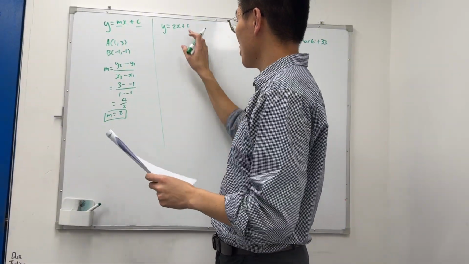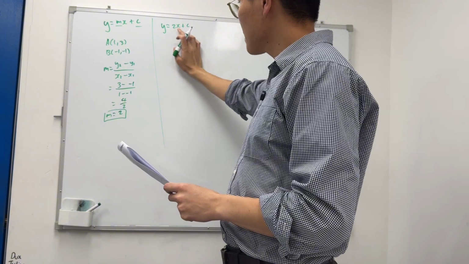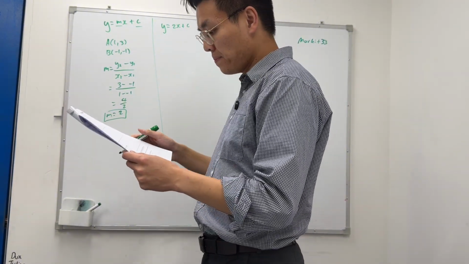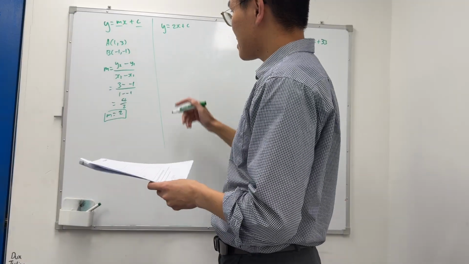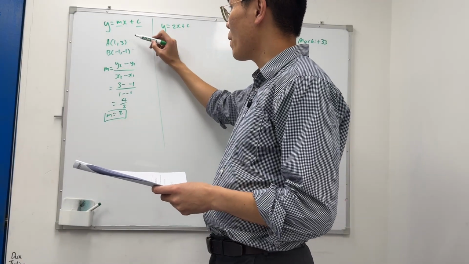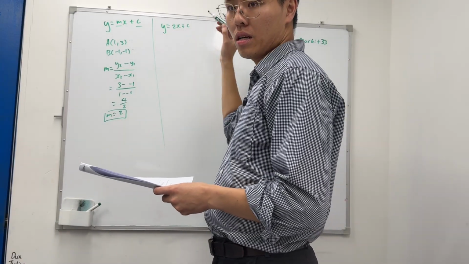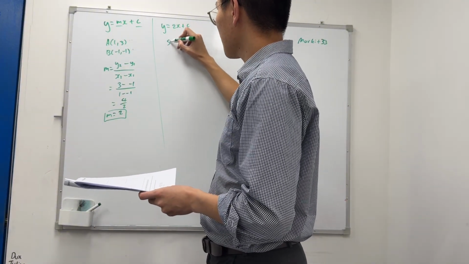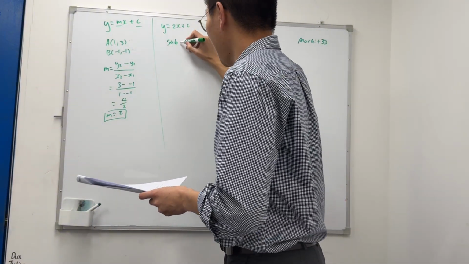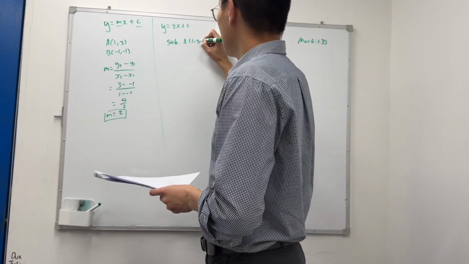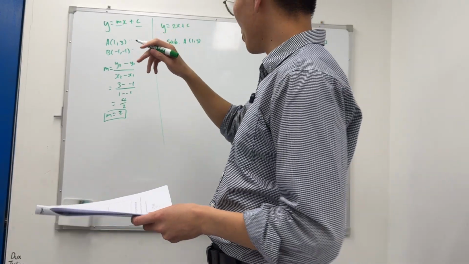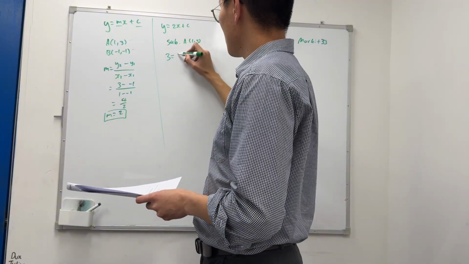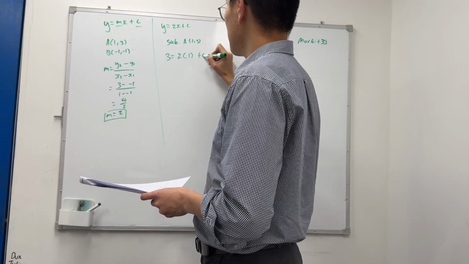Okay, so now we have the m. Now we just need to find the c. How do we find the c? All we have to do is substitute either of these points into the equation. Why do we do that? Let's substitute it in and see. Let's pick point A, like so. So that would be 3 is equal to 2 bracket 1 plus c.